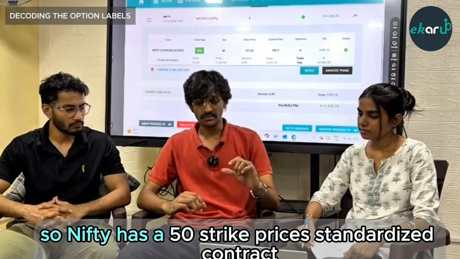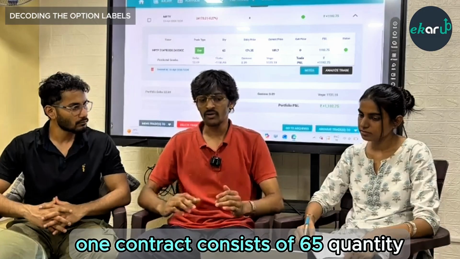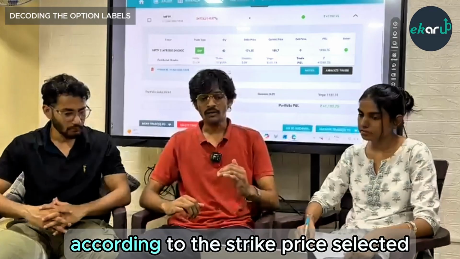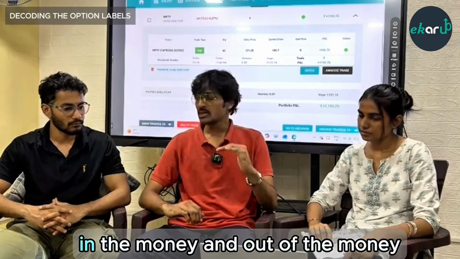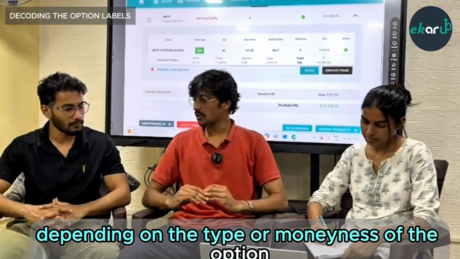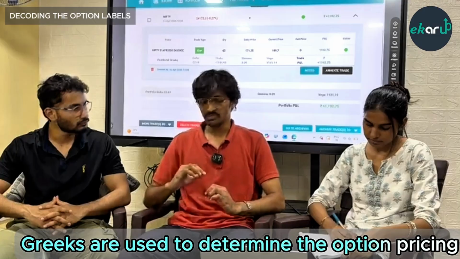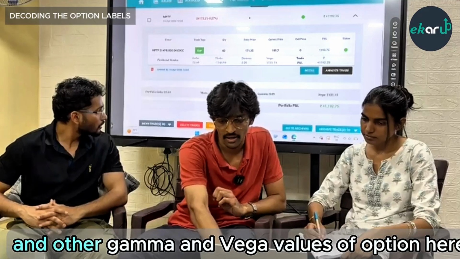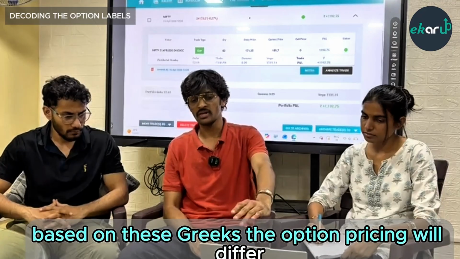So Nifty has 50-point strike price standardized contracts. One contract consists of 65 quantity, as you can see here. This is the standardized contract for Nifty. According to the strike price selected, it's classified as at the money, in the money, and out of the money. Depending on the type or moneyness of the option, its Greeks change. Greeks are used to determine the option pricing. Here you can see the delta value of this option and the gamma and vega values of the option. Based on these Greeks, the option pricing will differ.